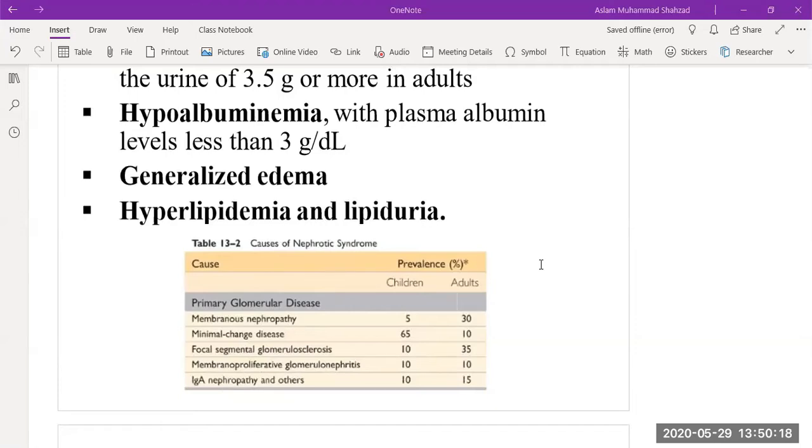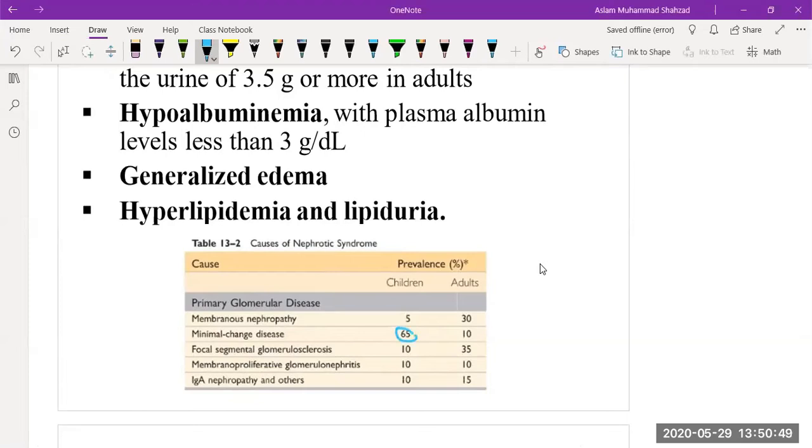The causes of nephrotic syndromes vary in children and adults. If you take a look at this table, there are different types of glomerular diseases such as membranous nephropathy, minimal change disease, focal segmental glomerulosclerosis, membranoproliferative glomerulonephritis, IgA nephropathy, and others. Comparing children and adults, different diseases are common in different people. Minimal change disease is more prominent in children as compared to adults, whereas membranous nephropathy is more common in adults, along with focal segmental glomerulosclerosis. So the prevalence of the disease varies from children to adults.